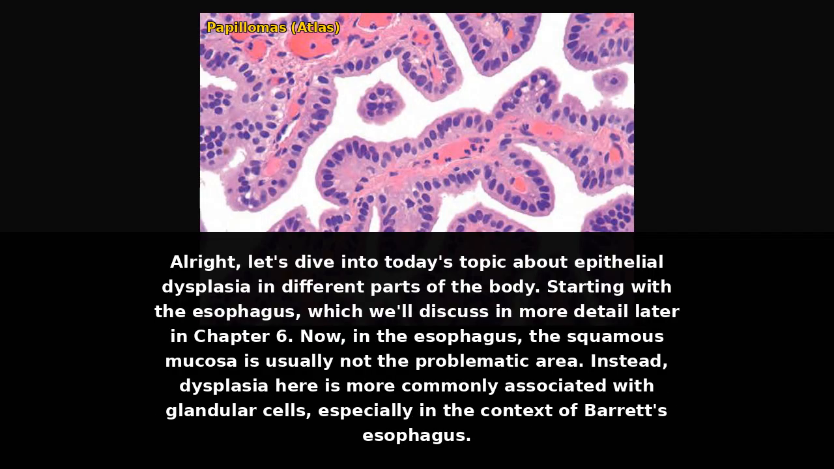All right, let's dive into today's topic about epithelial dysplasia in different parts of the body. Starting with the esophagus, which we'll discuss in more detail later in chapter 6. Now, in the esophagus, the squamous mucosa is usually not the problematic area, and instead, dysplasia here is more commonly associated with glandular cells, especially in the context of Barrett's esophagus.